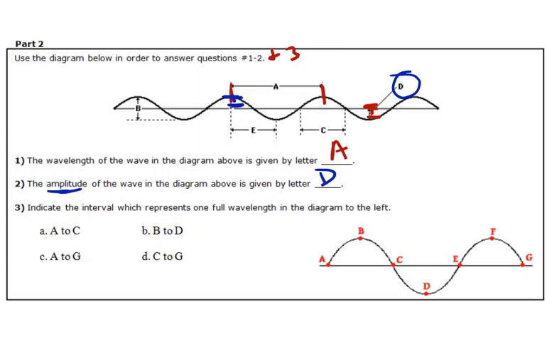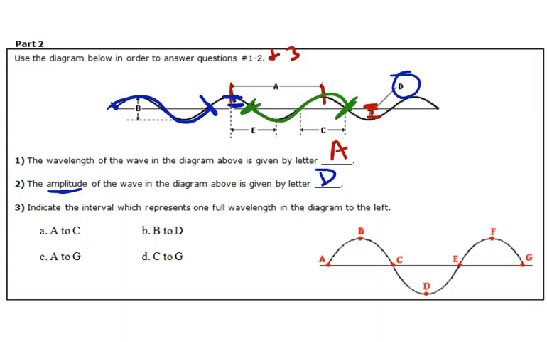Okay, and then 3 asks you to indicate the interval which represents one full wavelength in the diagram to the left. One full wavelength is one complete cycle. So if we're here, we're starting at the midpoint on the way up. We go through one complete cycle. That would be one wave. If we start here, then we're at the midpoint on the way down. So we would have to go until that same thing is happening again. So that would be one complete cycle.